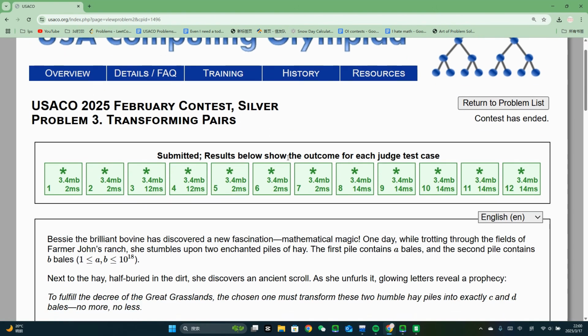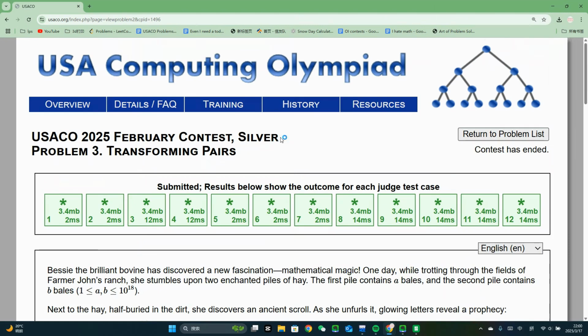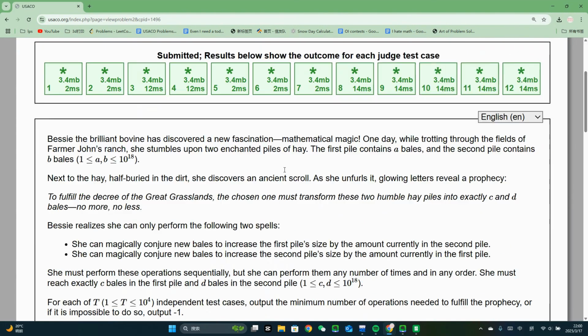So that is how we solve this problem, 2025 February contest silver problem 3, Transforming Pairs. I hope this video helped. And after this, it's just going to be me yapping and complaining about this problem and this whole contest.